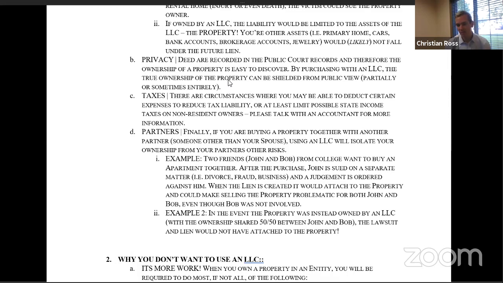This is not very clear cut, but generally you could be advised by an accountant to set up an entity such as a corporation or an LLC to deduct certain expenses or to limit your tax liability. So there are a lot of things you could do there.